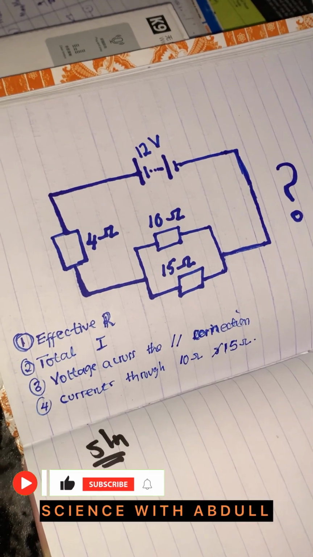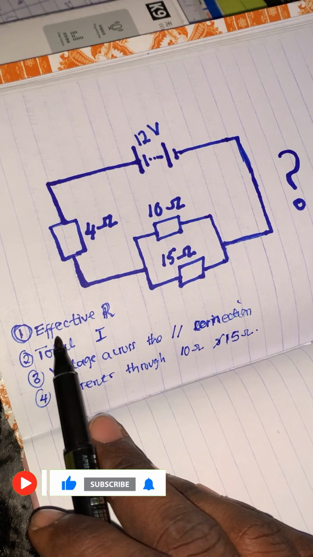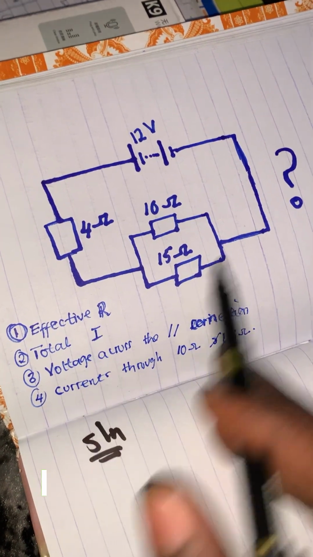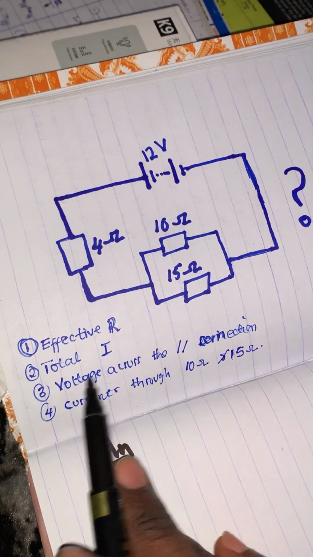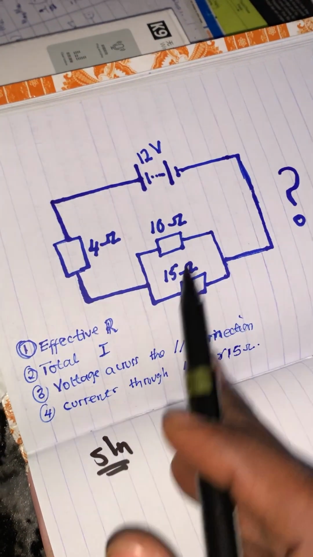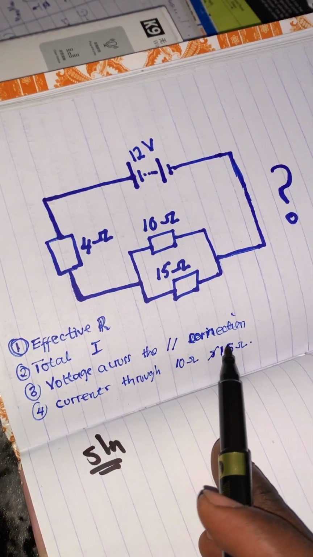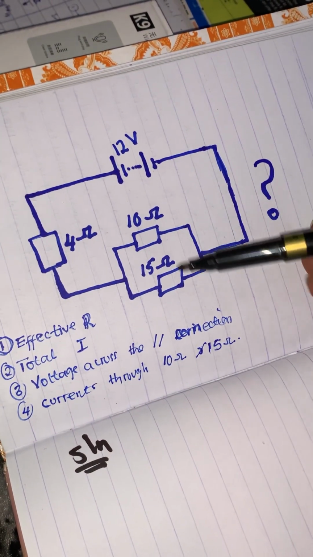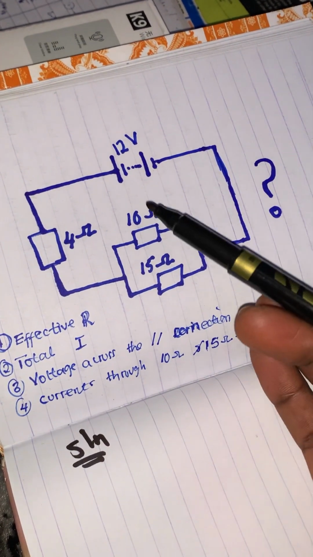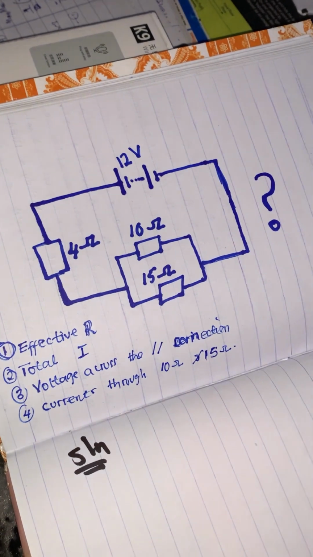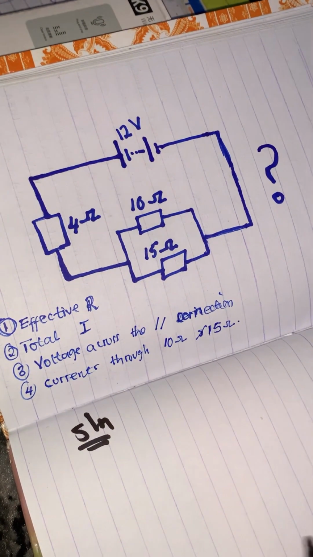In this video, we're going to solve a simple circuit problem. The question says, find the effective resistance of this circuit, the total resistance in this circuit, the total current through the circuit, the voltage across the parallel connection, the voltage across these two parallel resistors, and the current through the 10 ohm resistor and the current through the 15 ohm resistor. So let's see how to solve this simple circuit.